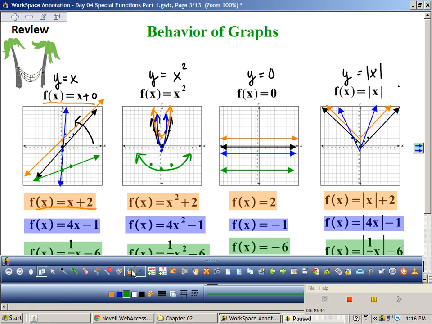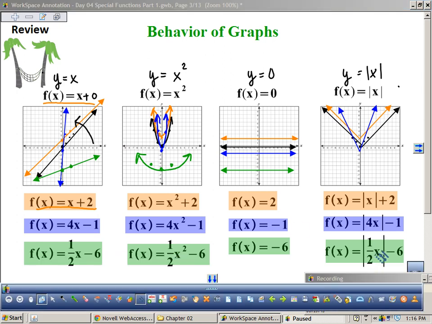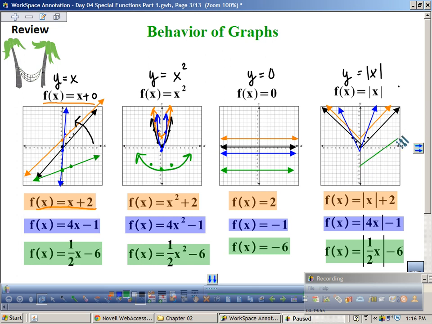And what about the absolute value of 1/2 of x minus 6? Where's that going to begin? Down 6 and wider. Starting to get it? Making some sense? How things are shifting?